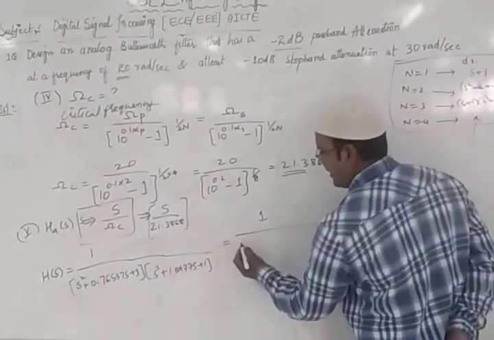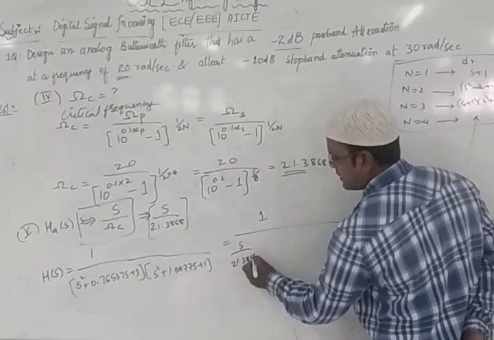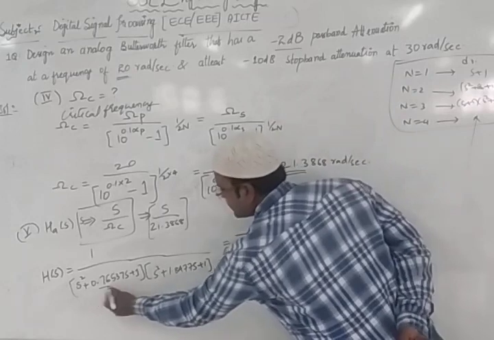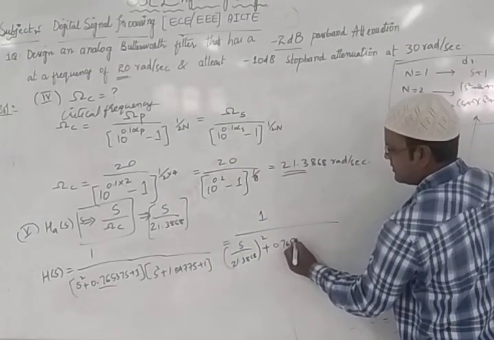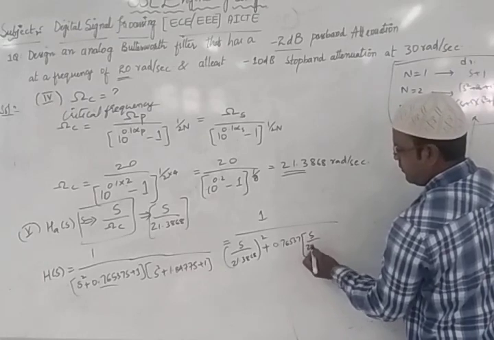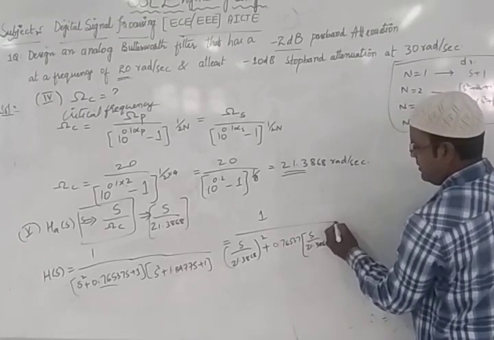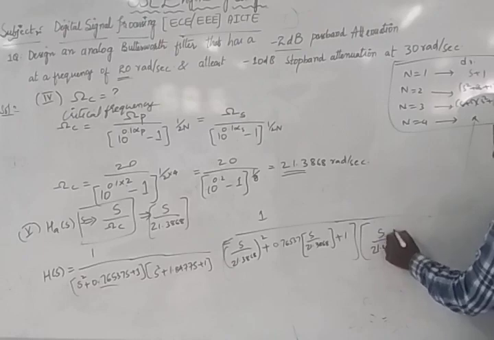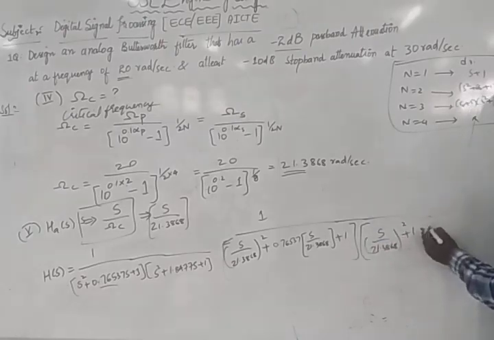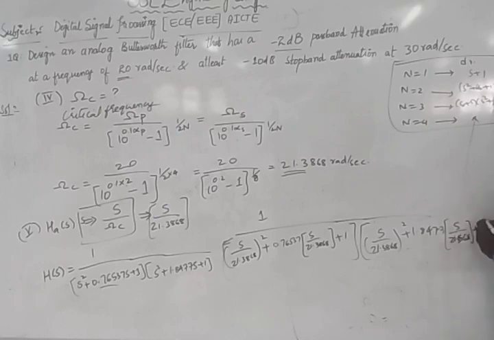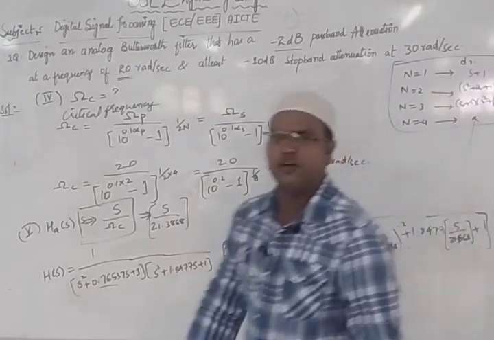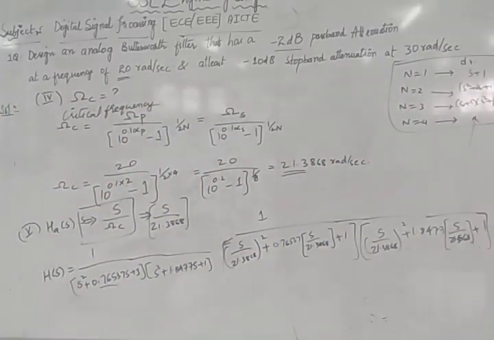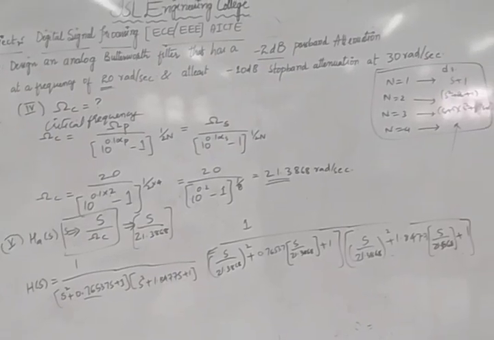So what I'll write: S by 21.3868, whole square, plus, this is as it is, 0.76537. What is S now? S by 21.3868, plus 1, into the second factor. What is the second factor? S by 21.3868, whole square, plus 1.8477, S value is what? S by 21.3868, plus 1. So this is the way we substituted the value. Wherever S is there, we replaced that S with this particular factor.